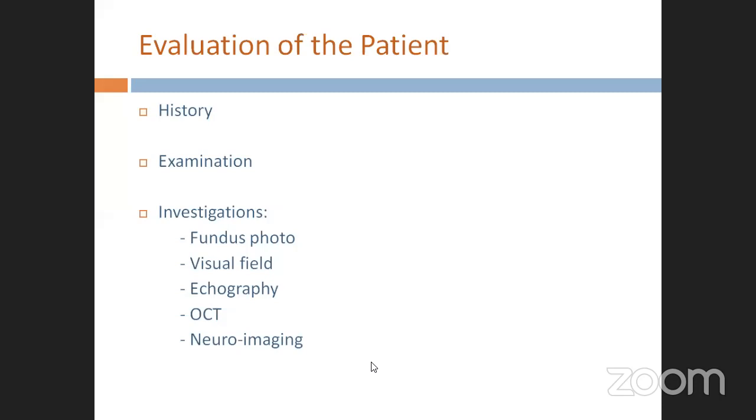If you have a disc swelling with an altitudinal defect, this could be AION or anterior ischemic optic neuropathy. If you have a disc swelling with central scotoma, you may have optic neuritis. So this is the pattern of the visual field. We are concerned about two things: the extent of damage and the pattern of damage.